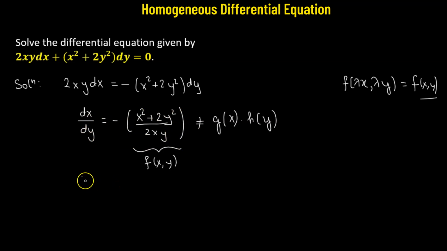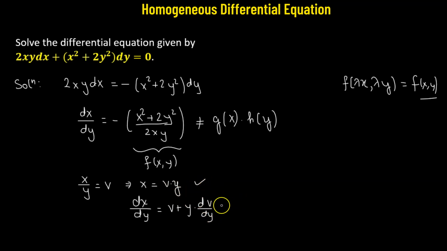The substitution will be x divided by y equals v, or simply put, x equals v times y, where v is also a variable. Now, differentiating both sides with respect to y gives us dx over dy equals v plus y times dv over dy. What we have done is apply the product rule to differentiate vy with respect to y.